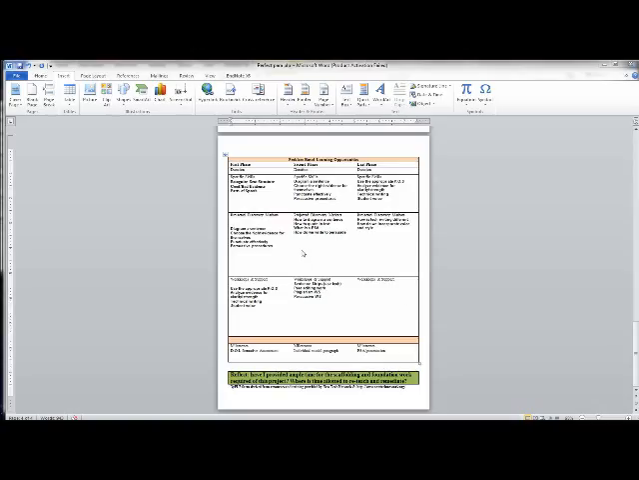Welcome to Module 3 of the Project Learning Plan, Scaffolding and Workshops. This is probably the most important piece.